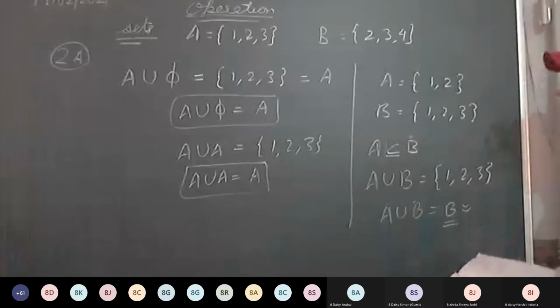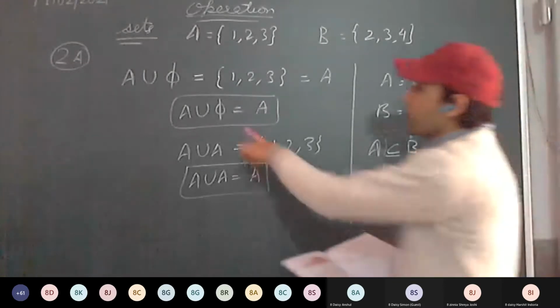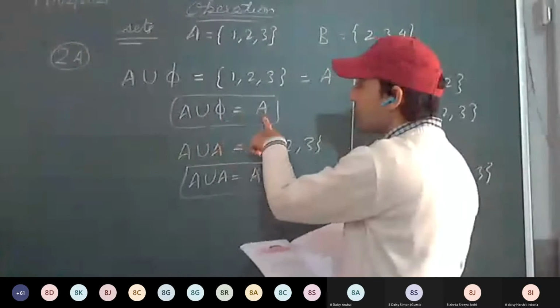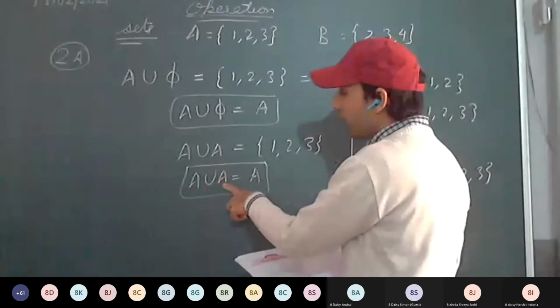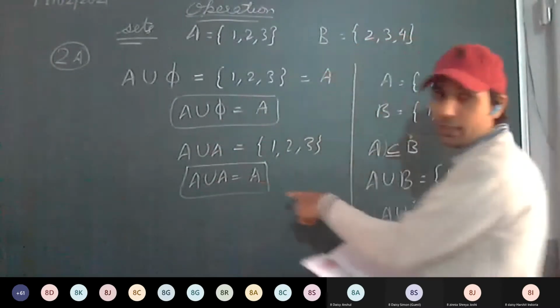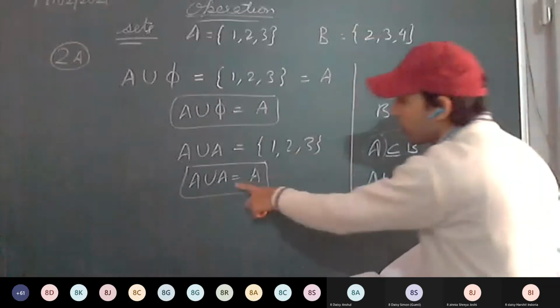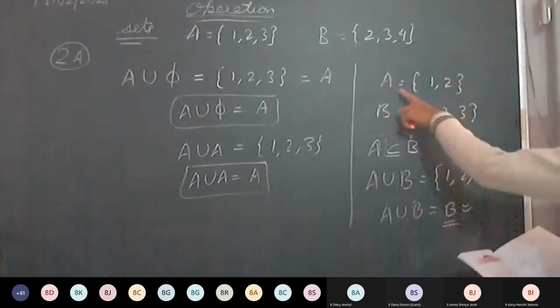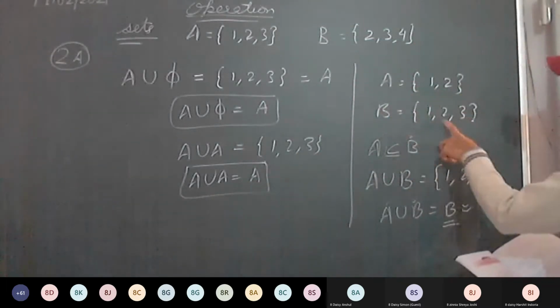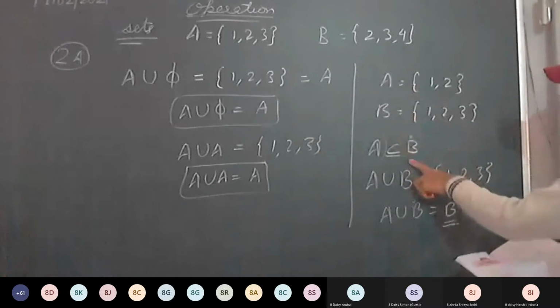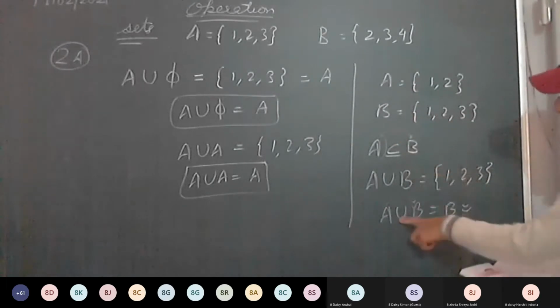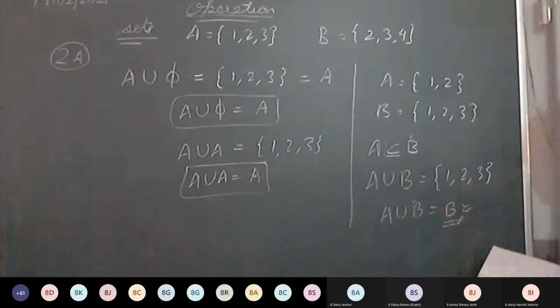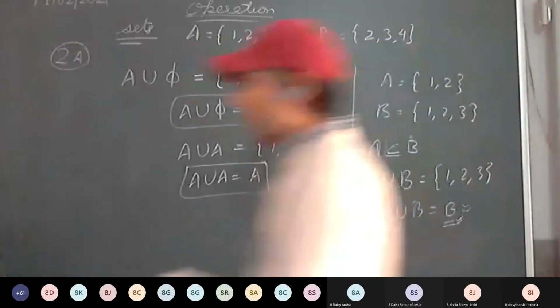Okay. These are clear on union. A union with the null set, we get the same set. A union with itself, we get the same set. And you can solve and verify it. Here A is a subset of B, therefore we get A union B as B. Okay. Now, properties of intersection.